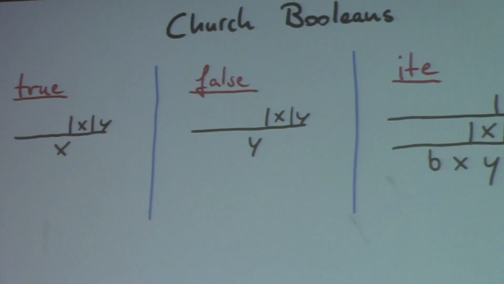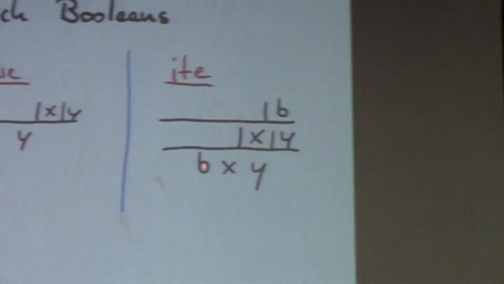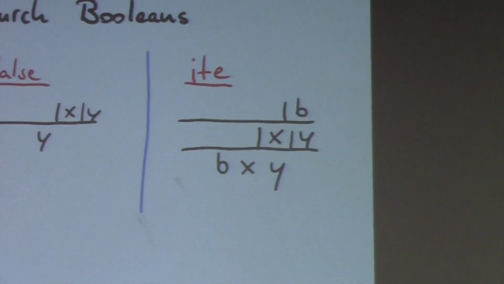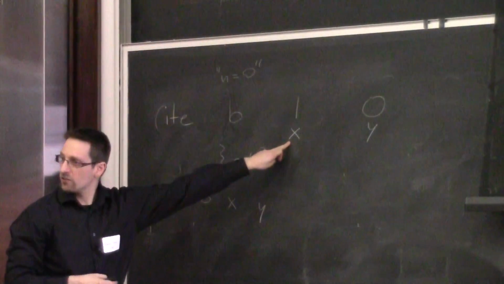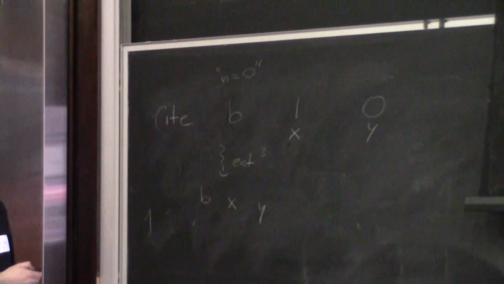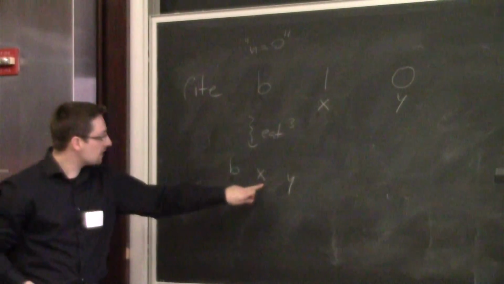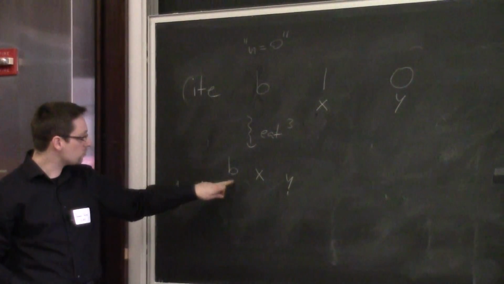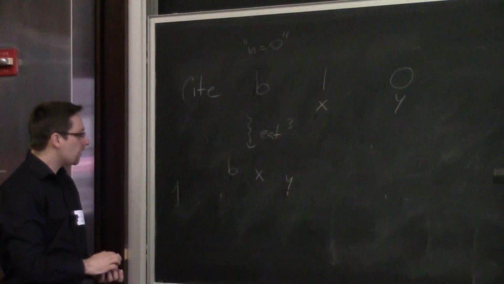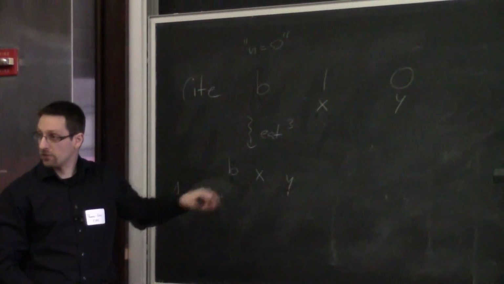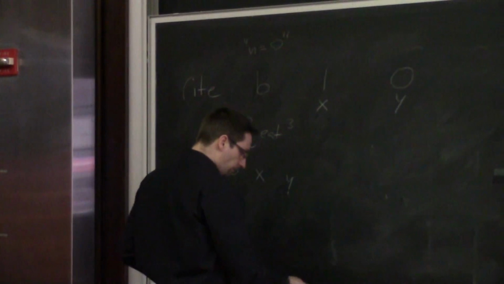What we want is that if b is true, then at the end we just end up with x. Otherwise we get y. True is represented by this family that eats an x and a y and throws away the y, just keeps the x. So if b is true, we eat the x and the y, and we just end up with x. So let's make an example.